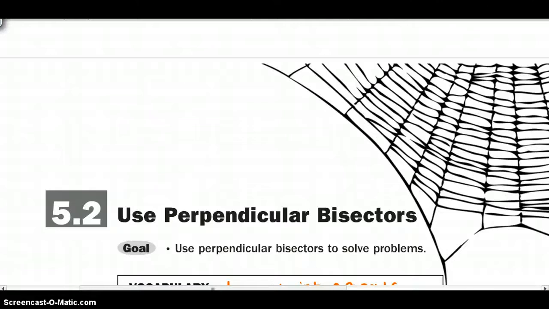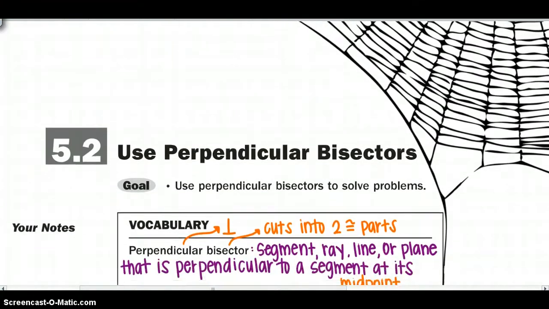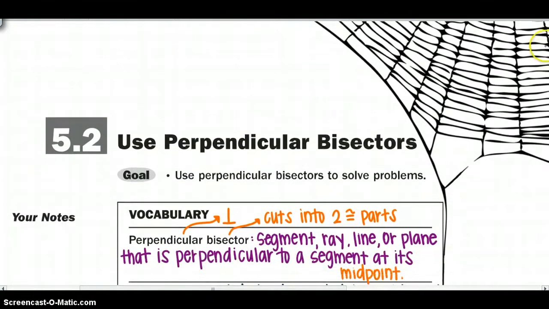Welcome back to Chapter 5, and we are going to continue with Section 2, using perpendicular bisectors. Today we're going to use perpendicular bisectors to solve some problems. Starting into our vocabulary, our first one is a perpendicular bisector. If you remember, perpendicular means it creates right angles, and bisector means it cuts it into two congruent parts. We need both of those to be true to be a perpendicular bisector.